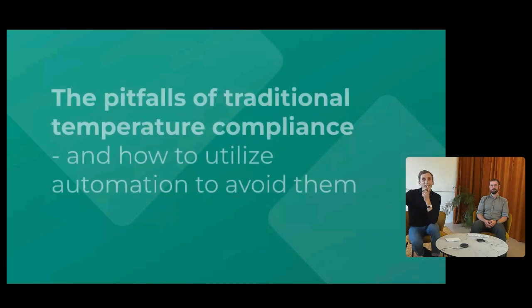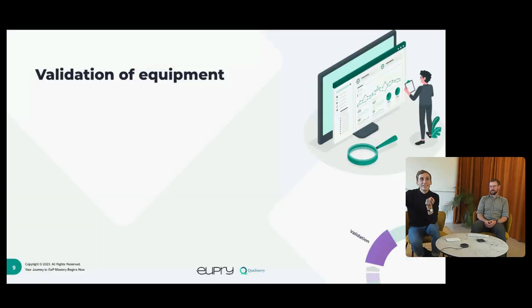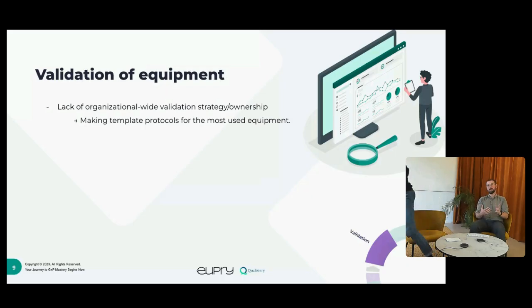So, the pitfalls. Through this presentation you should see a small graphic in the lower corner that steps us through the chronological order of things. The first step on our journey, we've chosen the validation of equipment. One of the things we see in terms of optimizing this process is that there's a lack of an organization-wide strategy or ownership of the validation process.